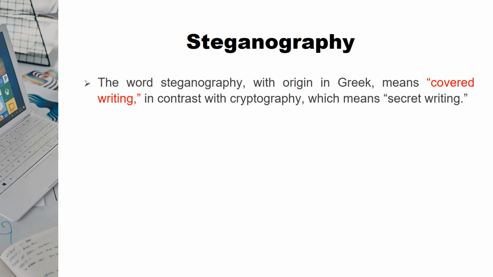For example, you could hide a text message inside the pixels of a digital photograph so that anyone looking at the image would see nothing unusual. This technique is especially useful when you want to avoid drawing attention to the fact that you are communicating in secret. So both cryptography and steganography aim to protect information, but they do so in fundamentally different ways.